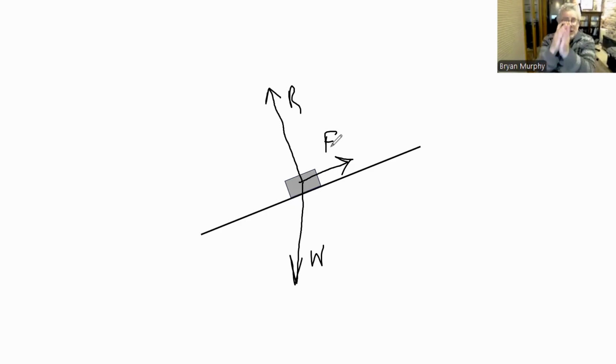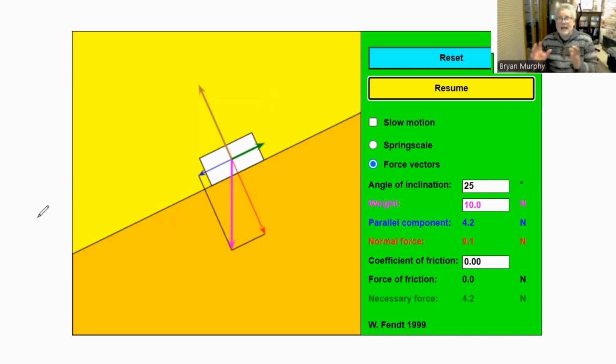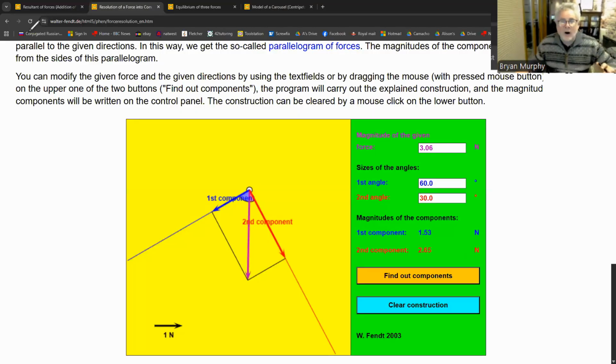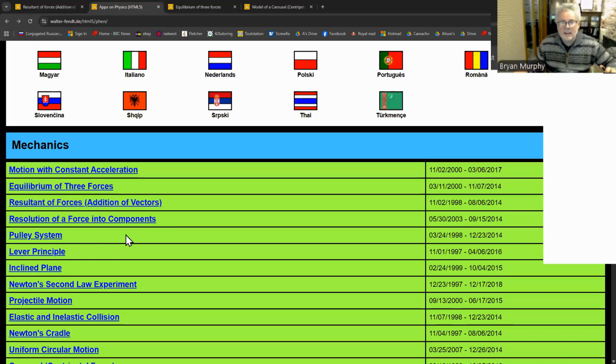Vertical, perpendicular to the surface, along the surface. Okay, so I'm going to look at one of these Java things again, and it is going to show us the forces acting on a body on an inclined plane. So let me go back and find the inclined plane.